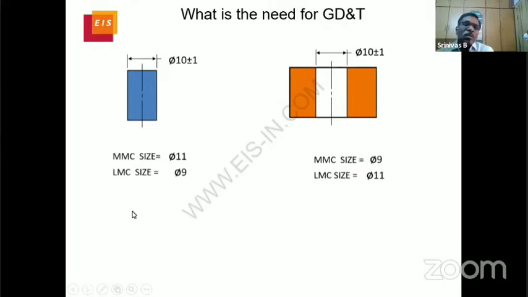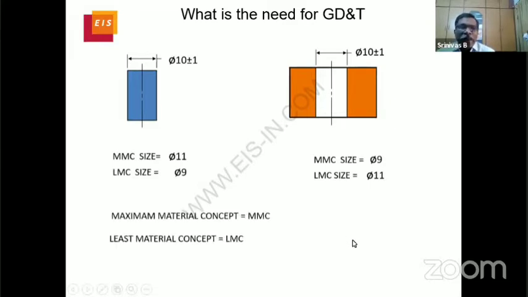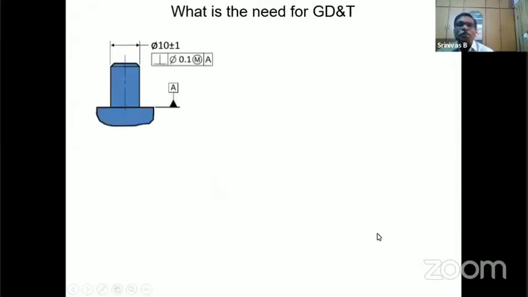Now, I would like to explain one more acronym, that is MMB. This is MMC, you know LMC, you know, MMC, LMC, you know now. Now I am going to explain MMB. MMB is maximum material boundary. It is an imaginary boundary. I would show you that in the next slide.